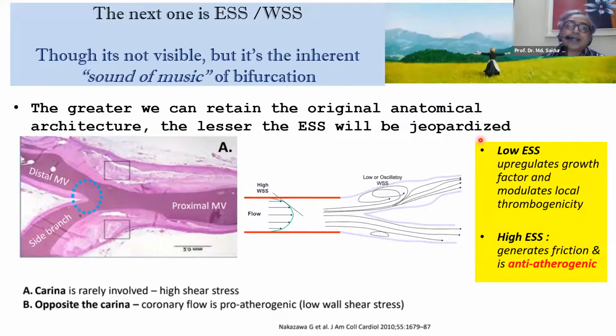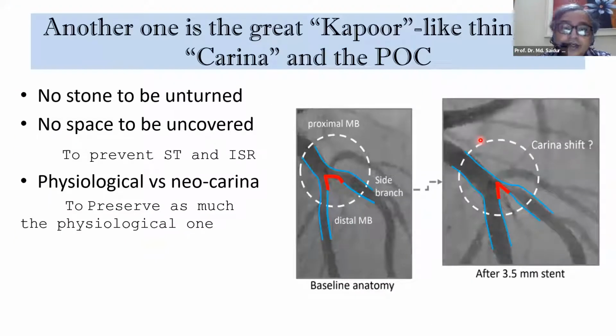And another one is the great Kapoor-like thing, the carina, and the POC means the polygon of confluence. That area should be as physiological as you can make it when you intervene on a bifurcation. So here, no stone to be left unturned, no path to be uncovered, to prevent stent thrombosis and ISR. And obviously, we will always try to maintain the physiological carina while we make a neocarina.